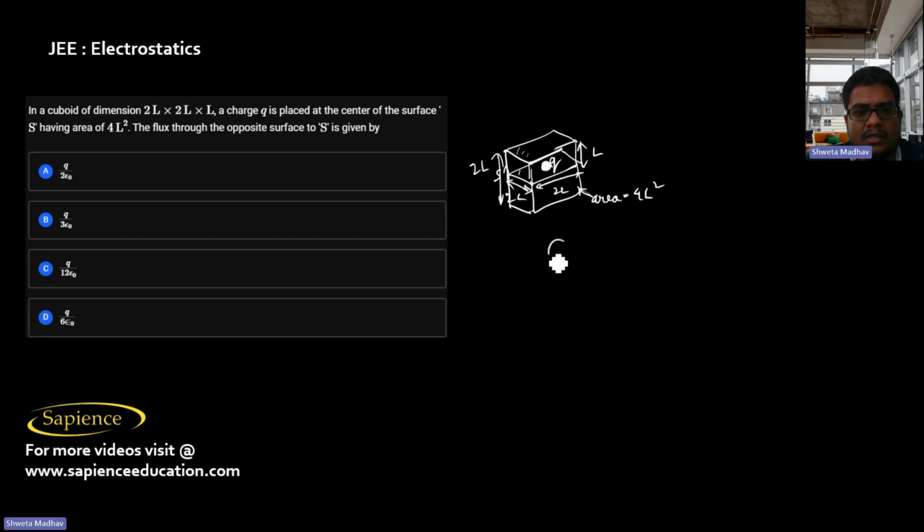Then the net flux phi net, that is the integral of E dot ds, is equal to q enclosed by epsilon naught. Now there are 6 faces, so through each face equal flux will pass. Therefore, the flux through the face opposite to this charge will be equal to q by 6 epsilon naught. Option D is the correct answer.